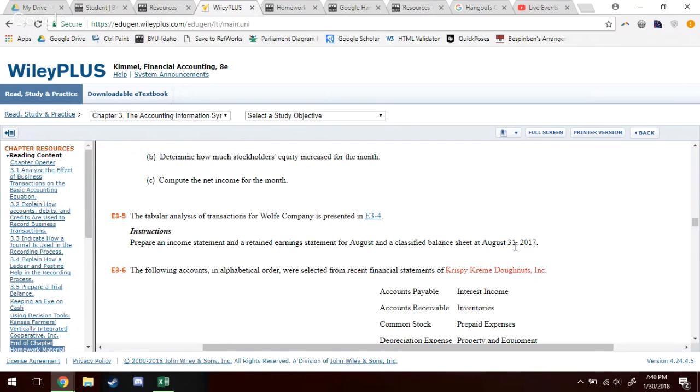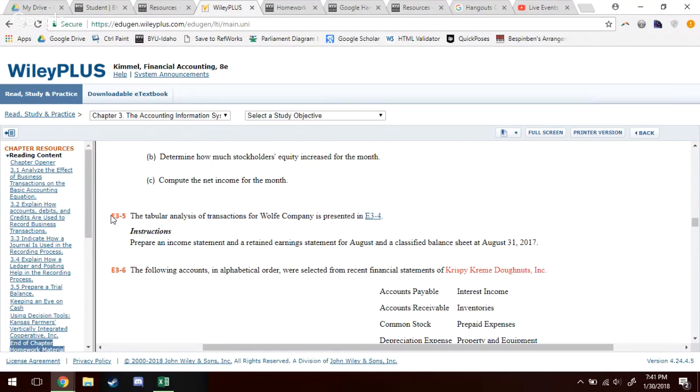Today we're going to be working in Chapter 3, Exercise 3-5. If you have the paper textbook, you can open up to page 145, I believe, if you want to follow along, but there's not a whole lot to follow along with in here. So let's just jump right in.